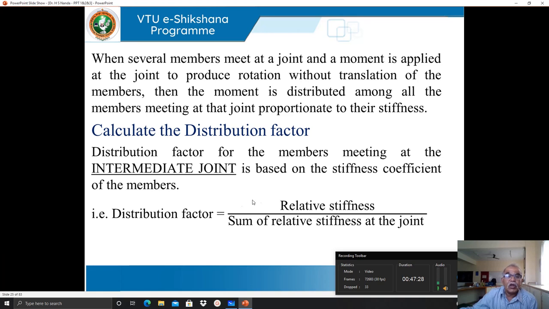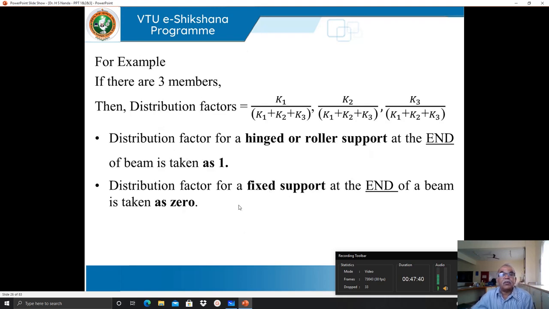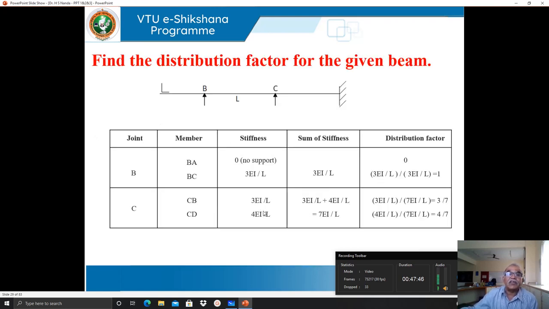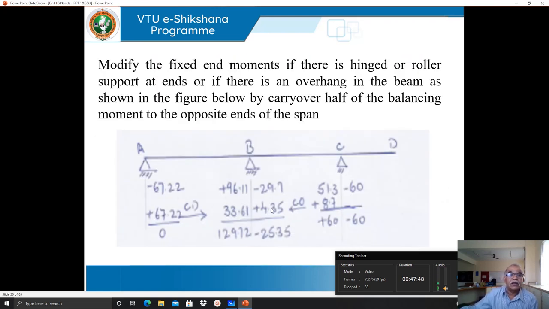Now, this distribution factor is calculated using stiffness of that particular member divided by sum of the stiffnesses of all the members meeting at that point using this formula. And some of the examples for the calculation of distribution factor.